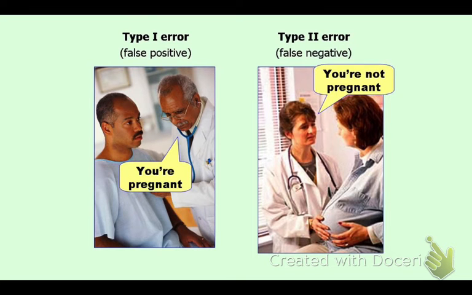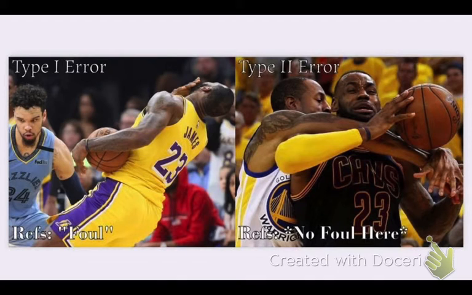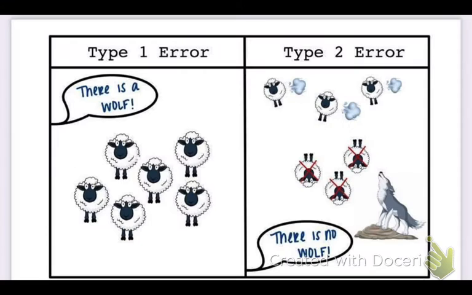Here are some memes to help you out. Type 1 error, false positive: you're pregnant, congratulations, when clearly not pregnant. Type 2, false negative: you're not pregnant, when clearly you are pregnant. Here's another one. Type 1 error, refs say foul, a false positive, right? Type 2, false negative: no foul here. Well, I was wrong in that statement, right? So it's a false negative.